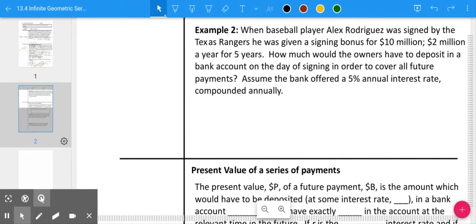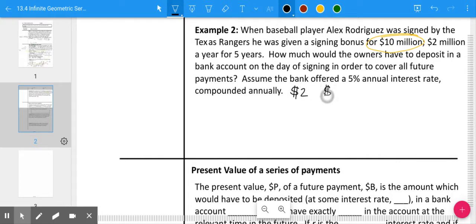Then we move on to the back page, example 2. We've got this problem about this baseball player, Alex Rodriguez, when he was signed by the Texas Rangers. And this was obviously a long, long time ago. But what happened was he was given a signing bonus for $10 million, and he got $2 million a year for 5 years. So we are giving him $2 million today, and then $2 million in a year, $2 million in 2 years, $2 million in 3 years, and then in 4 years, that'll be the 5th payment, we'll give him his last $2 million.